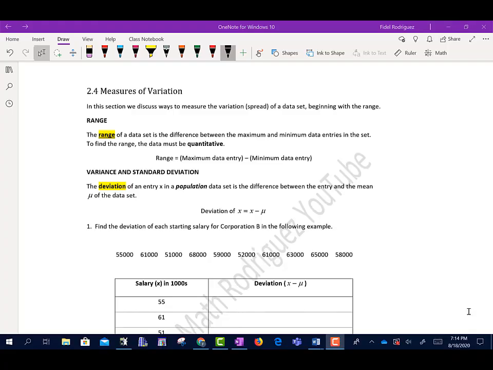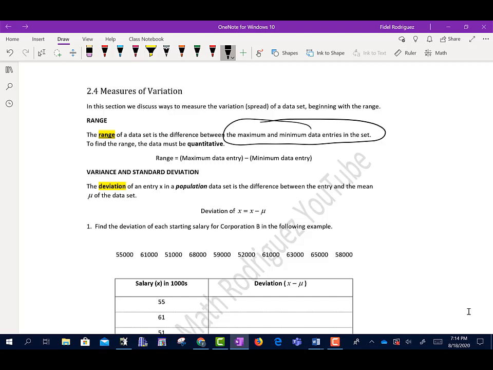All right, so section 2.4 talks about measures of variation. And it says in this section we're going to discuss ways to measure the variation or the spread of a data set, beginning with the range. So it says the range of a data set is the difference between the maximum and the minimum data entries in the set. To find the range, the data must be quantitative, so we're going to be dealing with numbers, right? The range is just the biggest number minus the smallest number, okay?